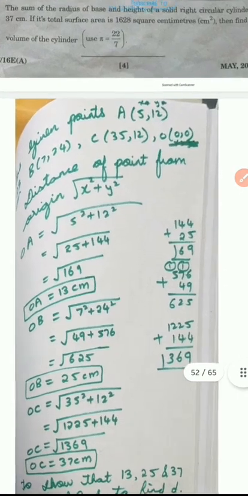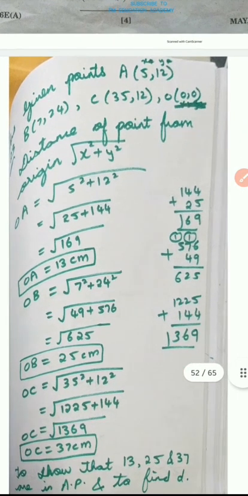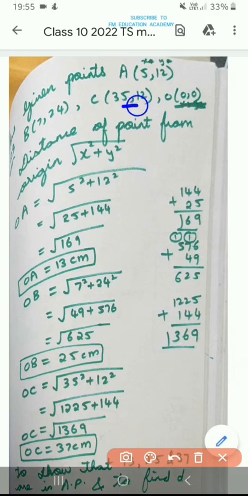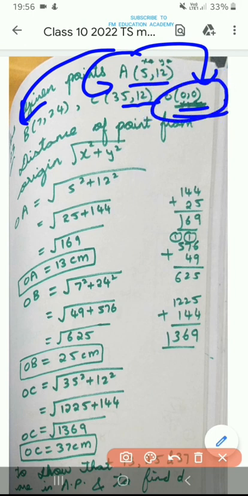Here if you observe, I have points A 5, 12, B 7, 24 and C 35, 12, and the origin is also there. It is telling that the distances are in ascending order. Ascending order means small to big. So first I am finding out the distance from point A to O. Now since it is the origin, we can use the distance formula for a point to origin. What is the formula? Distance of a point from origin, that is 0, 0, is root x square plus y square.